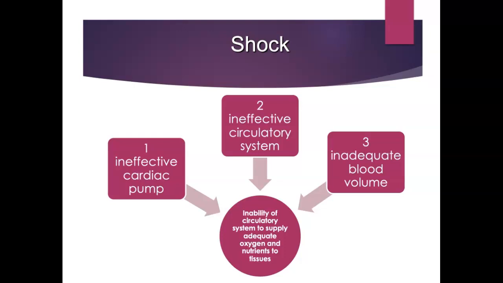Some definitions of shock define it as a mean arterial blood pressure inadequate to meet the needs of the tissues. It's characterized by the inability of the circulatory system to supply adequate oxygen and nutrients to the tissues, either because of 1, an ineffective cardiac pump, 2, ineffective circulatory system, or 3, inadequate blood volume, and all lead to the inability of the circulatory system to supply adequate oxygen and nutrients to tissues. So basically, the demand for oxygen is not met by oxygen delivery.